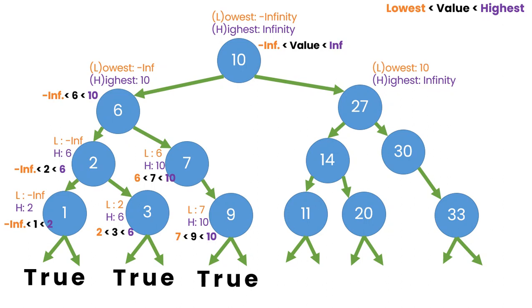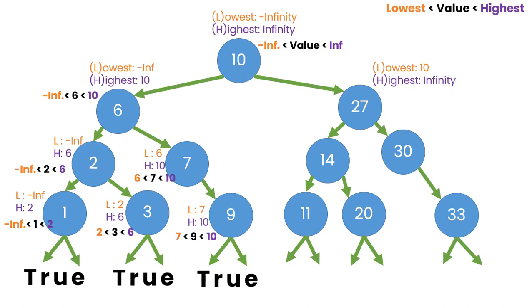Let's see, our lowest possible value is going to be 10, since we're now at the right side of 10. So any value from the node of 10 to the right side is going to be greater than 10. So our lowest element is going to be 10, and the highest is infinity, since it's the first element. Now we're going to move to the left side.